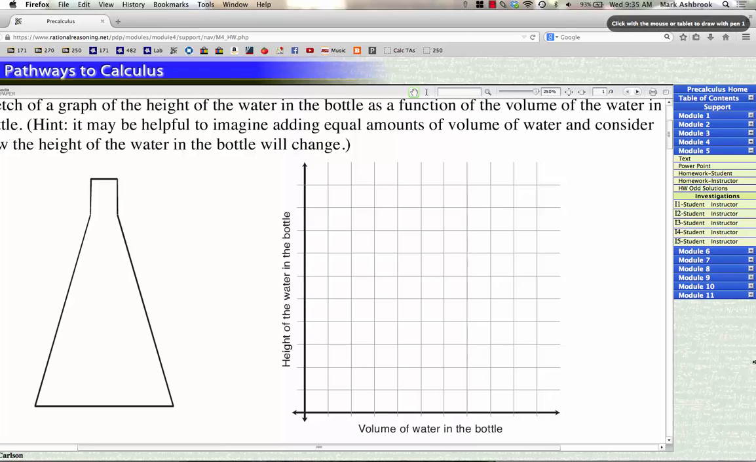So let's see how I can do here. Do this. Good start. Oh, these are the best lines I've drawn all day. Okay, so you've got 3 parts to this bottle. Here's number 1. Here's number 2. And here's number 3.